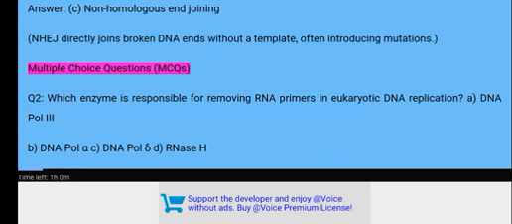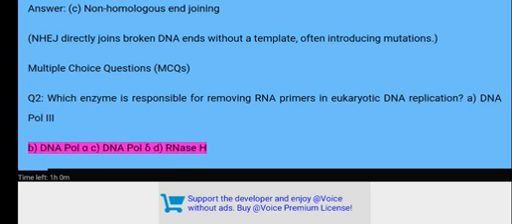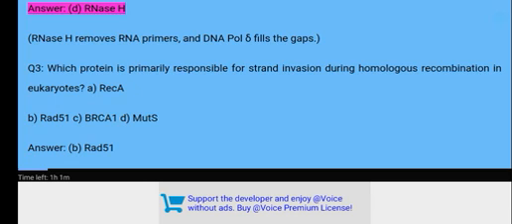Multiple choice questions, MCQs. Q2. Which enzyme is responsible for removing RNA primers in eukaryotic DNA replication? A. DNA pol III. B. DNA pol alpha. C. DNA pol delta. D. RNase H. Answer: D, RNase H. RNase H removes RNA primers, and DNA pol delta fills the gaps.